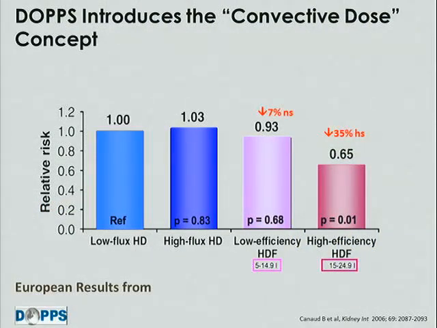Then DOPS introduced the general idea of a dose of convection. In other words, a small dose is a small volume removed and a large dose is a large volume removed. And here are the comparisons between low flux HD, high flux, low efficiency hemodiafiltration, and high efficiency. Efficiency is a question of the volume in liters that are given to the patient. A very simple concept, but there seems to be a substantial difference when you go from about 15 liters upwards, as you'll see in a few moments.